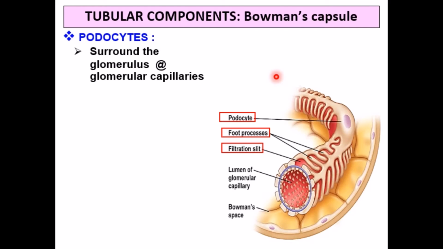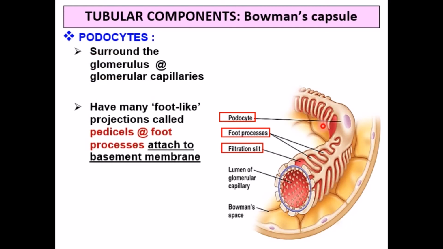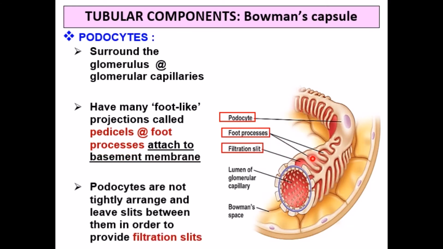Podocyte is the cell that surround the glomerulus or glomerular capillary. It has many foot-like projections called pedicels or foot processes that attach to the basement membrane. Podocytes are not tightly arranged and leave slits between them in order to provide filtration slit.